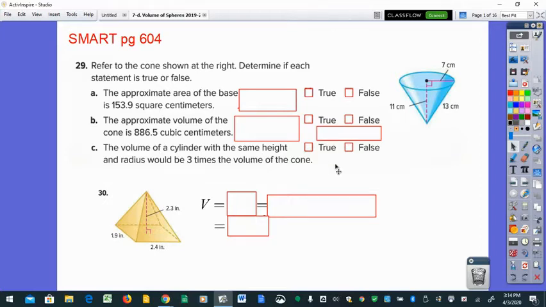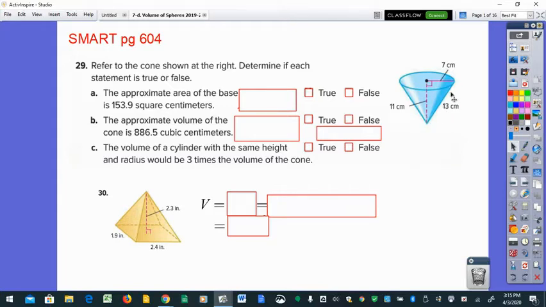So refer to the cone shown at the right. Determine if each statement is true or false. I'm just going to look at this cone. He's going to hold his ice cream, so his vertex point is pointed down. I see that there is a radius of 7. I see that the height is the dotted line through to the center, which is 11. And to be perfectly honest, this 13 out here is, as far as volume goes, extraneous extra information.